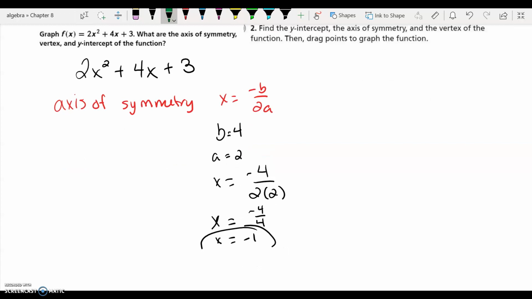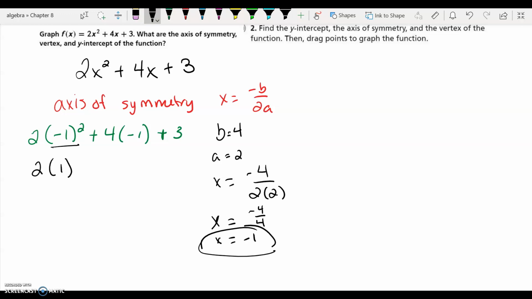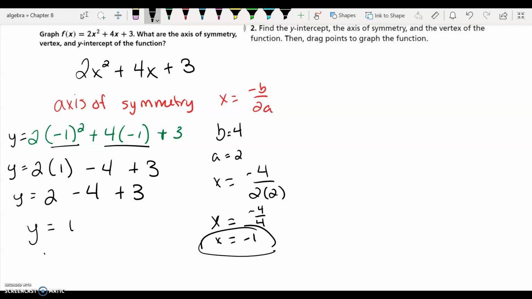Now to find your vertex, you're going to take that and plug it in to the equation for the x's. So I'm going to say 2 times negative 1 squared plus 4 times negative 1 plus 3. Guys, I can't stress this enough: watch your signs here. This is going to turn into a positive 1 because negative 1 squared is a positive 1, minus 4 plus 3. So I end up getting a positive 1. So my vertex is (negative 1, 1).